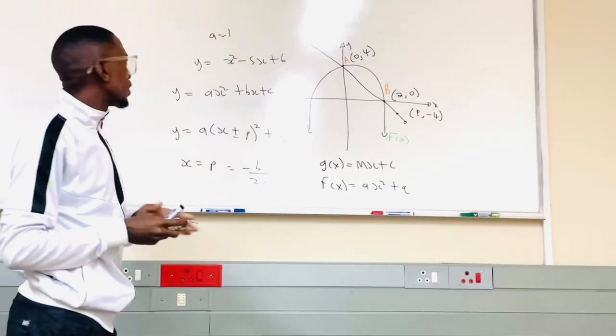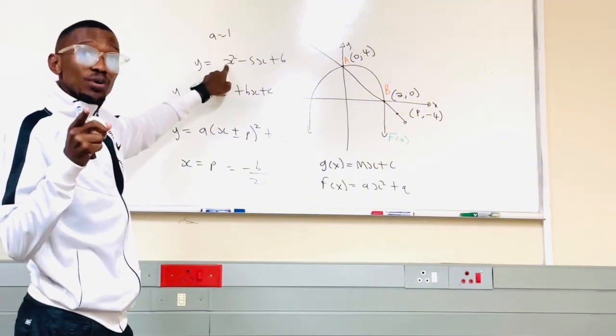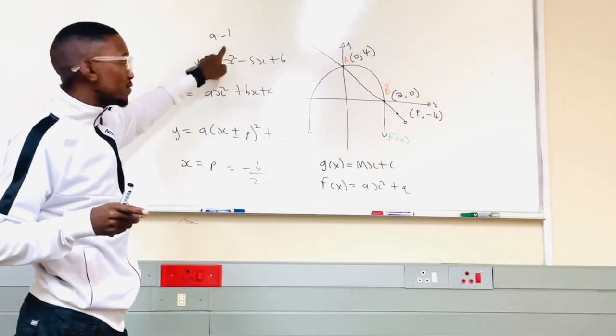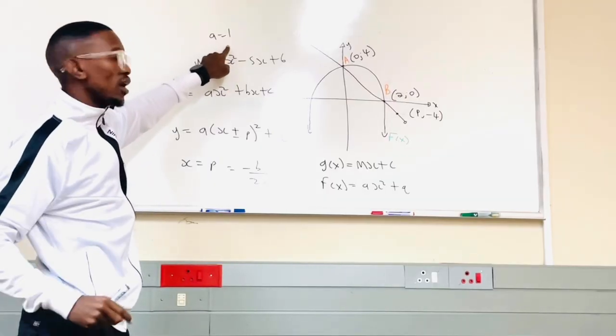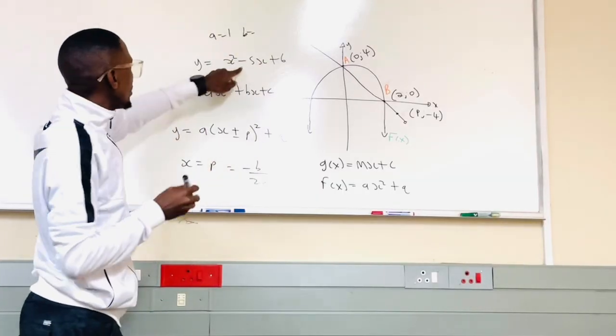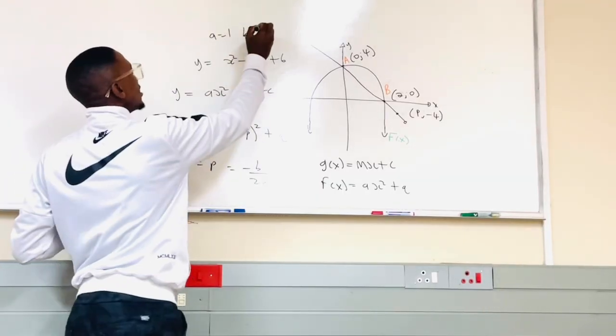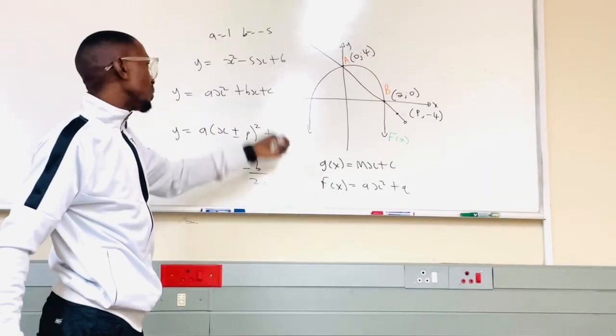Why is it positive 1? Because there is a number here that you cannot see. For the fact that the function is positive, it has to be positive. But do you see any number? If you don't see a number, always know that the number is 1. What about the b? The value of b in this case is going to be minus 5, so I'm going to write minus 5. Then what is the value of c? The value of c is basically 6.